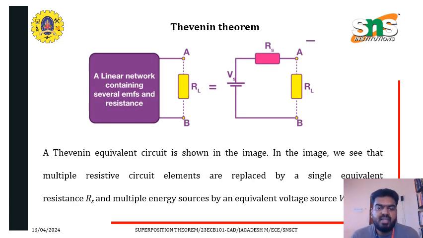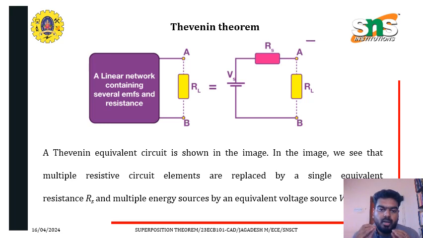So you can see this diagram. On the left side we have a linear network containing several EMFs, that is several voltage sources and several resistances, which is converted into a simple one, which consists of one voltage source in series with one resistance, and across the A to B terminal we have a load resistance RL. So this is the Thevenin theorem.